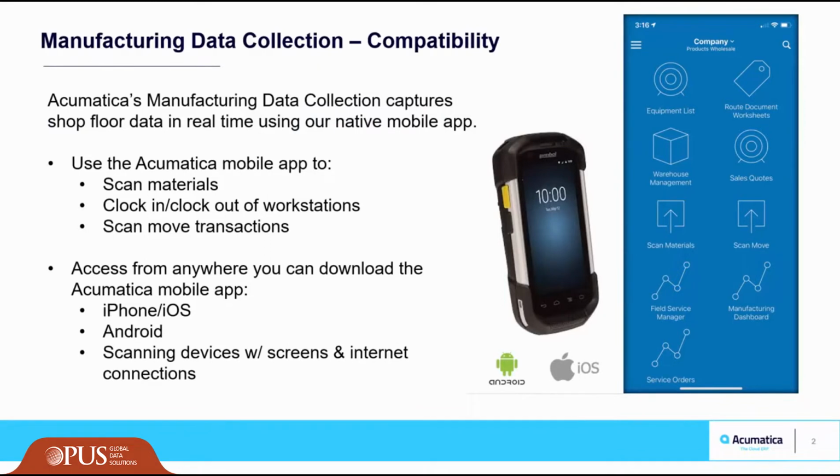You can use the native mobile app to process a number of transactions, including material scans, move scans, and clock in and clock out for labor transactions. You can access data collection anywhere that you can download the Acumatica mobile app, from an iPhone, an Android, and scanning devices that have a screen and access to the internet.